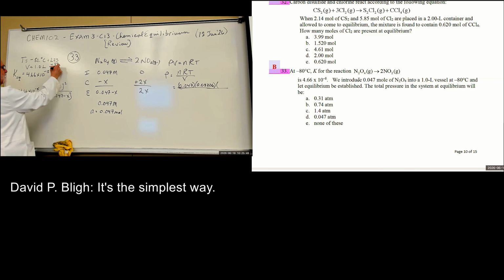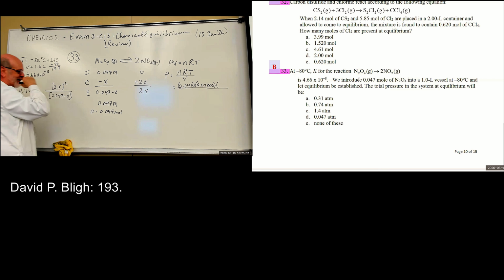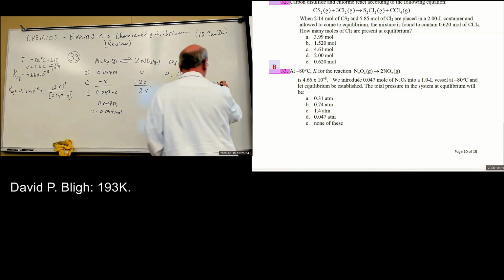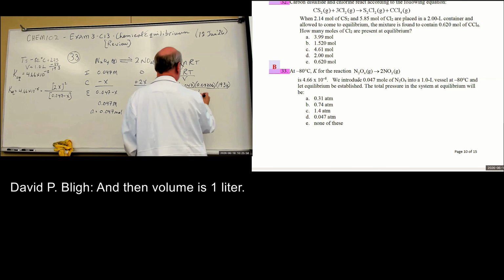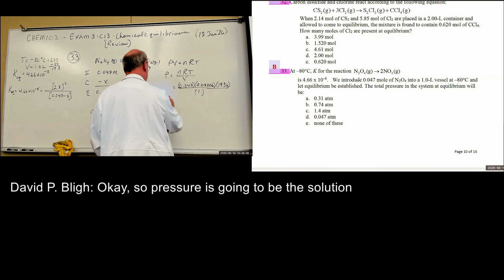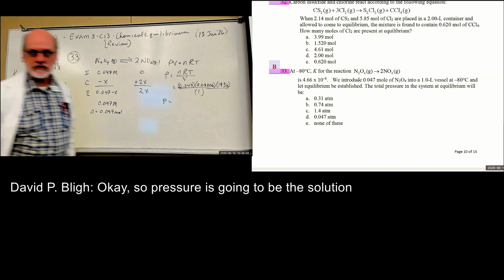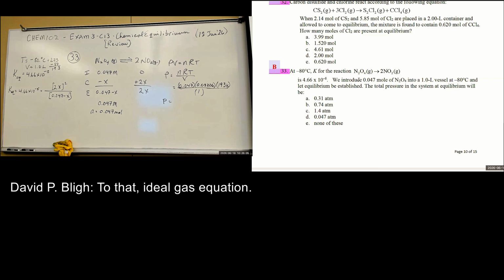It's the simplest way. 193 K. And then volume is 1 liter. Okay. So pressure is going to be the solution to that ideal gas equation.